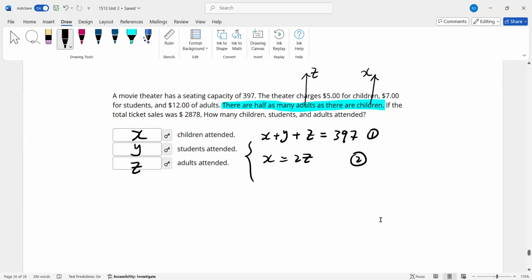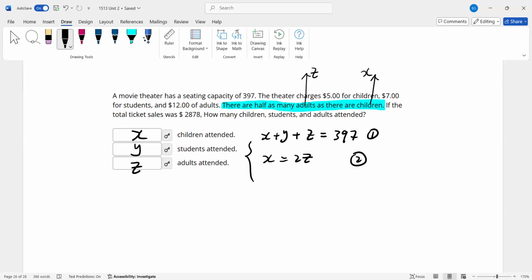Okay, so let's try that. If you encounter this problem and you try this, it doesn't work, then you just switch the relationship. Do z equals 2x. There are half as many adults as there are children. Okay.